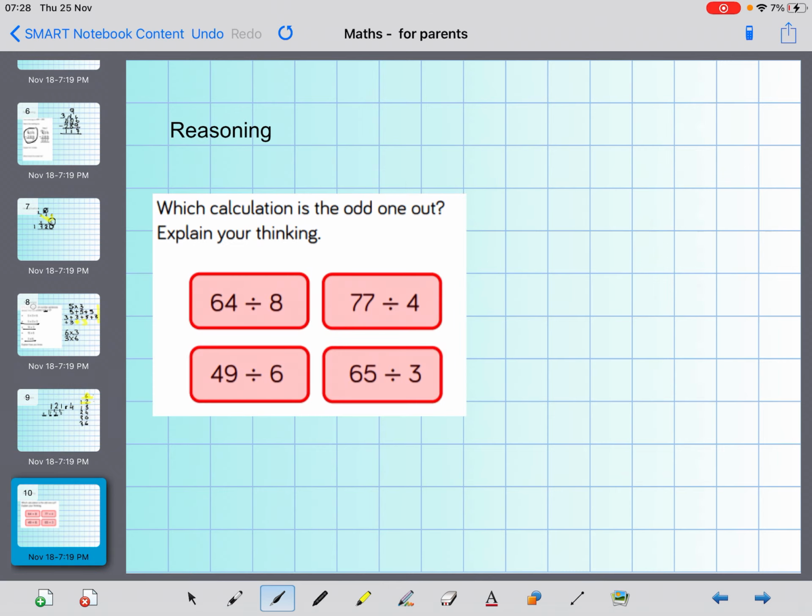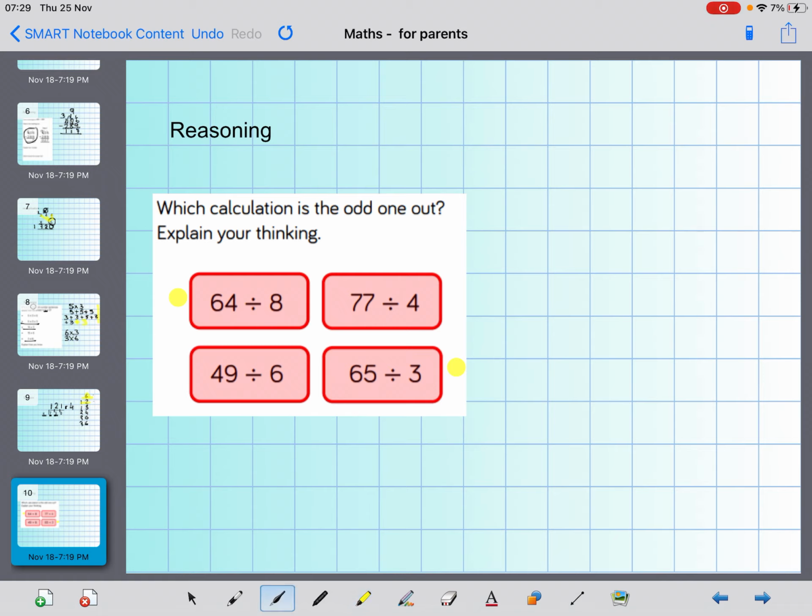Now moving on to our reasoning question. Which calculation is the odd one out? Explain your thinking. Now, the thing about reasoning questions is that they can have more than one answer. So, the children could say that 64 divided by 8 is the odd one out, because it's the only one with 2 even numbers. They might say that 65 divided by 3 is the odd one out, because it's the only one being divided by an odd number.